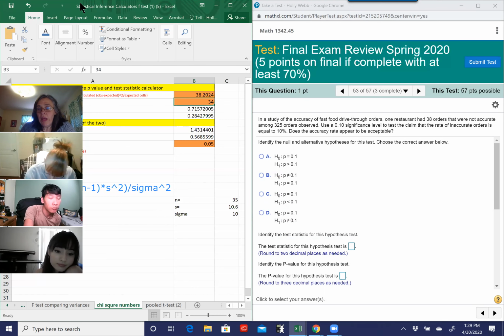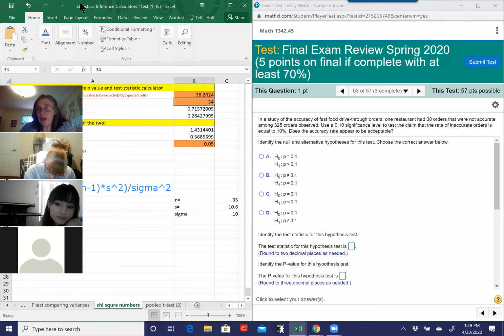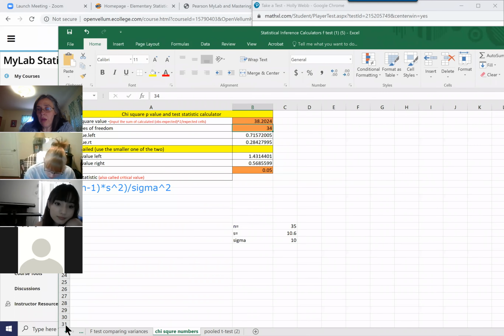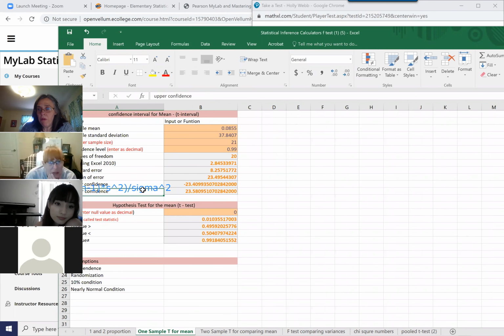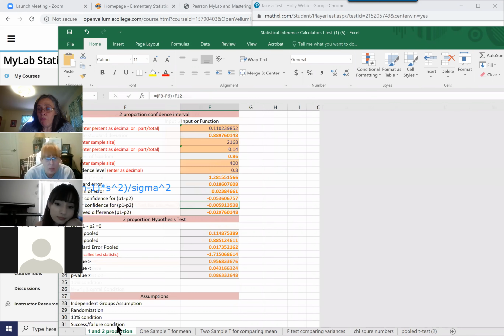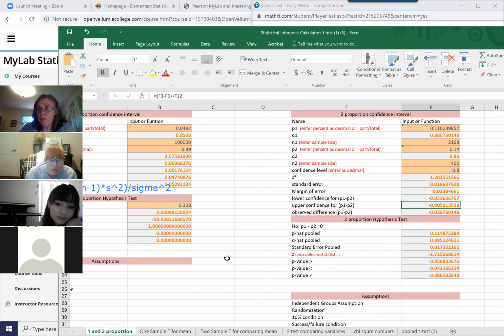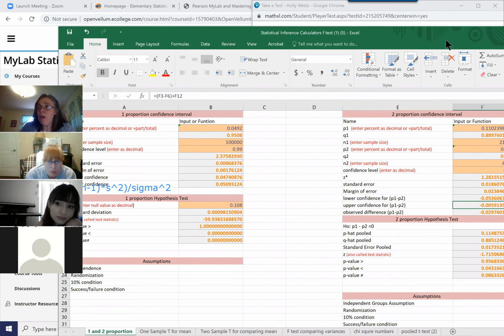They're pretty similar, but they have different calculators, right? So if it's about a mean, remember we're going to do the one sample t for mean. So if your claim is about a mean, it's going to be the one sample t for mean. If it's about a one proportion, then you're going to go to the first page and use the first calculator on the first page. So in 53, we're going to use the one sample proportion test.